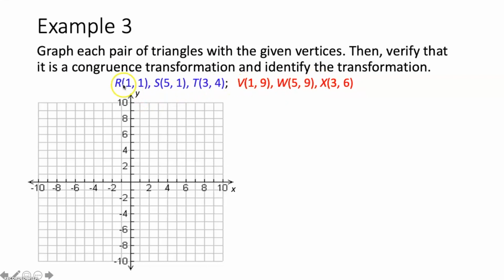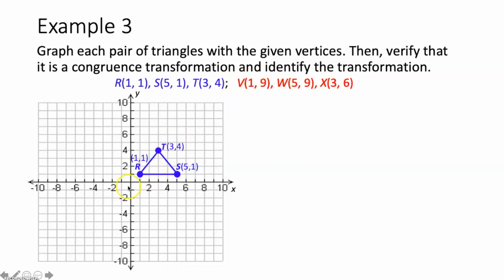So let's graph these. Point R is at 1, 1. We go over 1 on the x-axis, up 1 on the y-axis. There's point R. Point S is at 5, 1. We go over 5 on the x-axis, up 1 on the y-axis, put point S. Then point T is at 3, 4. We go over 3 on the x-axis, up 4 on the y-axis, put point T. There's triangle RST.